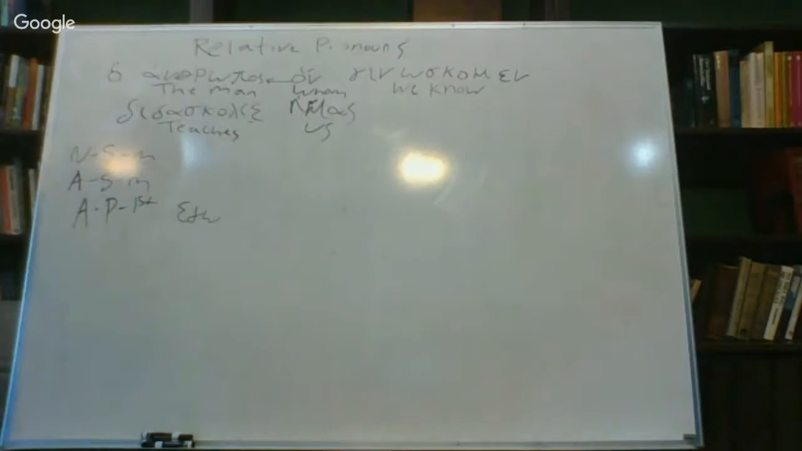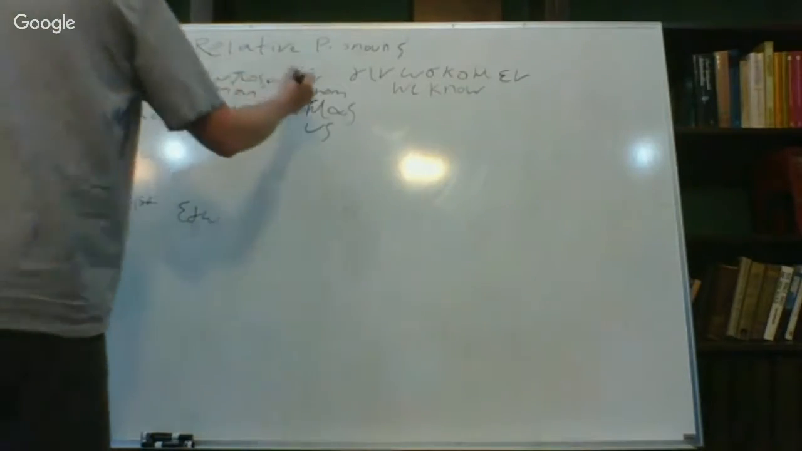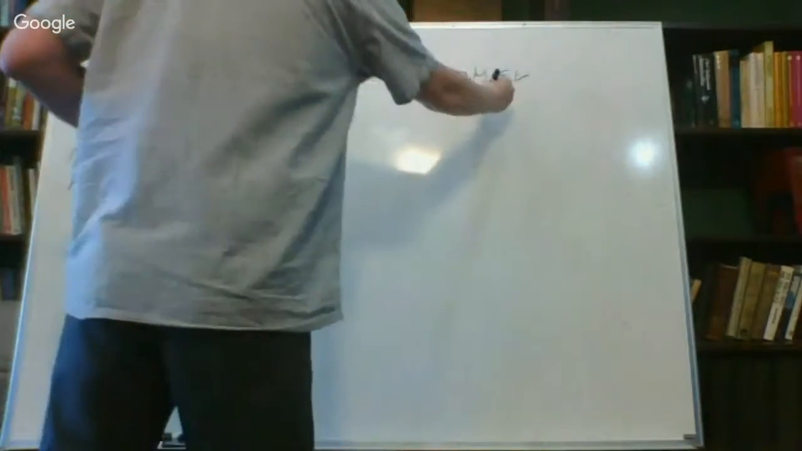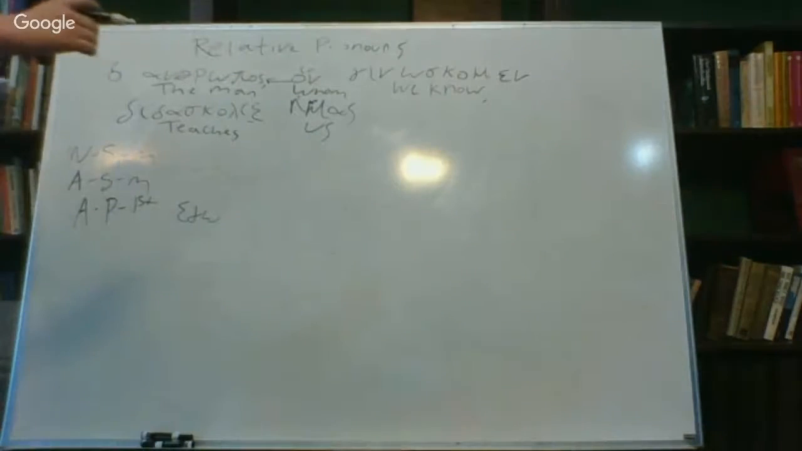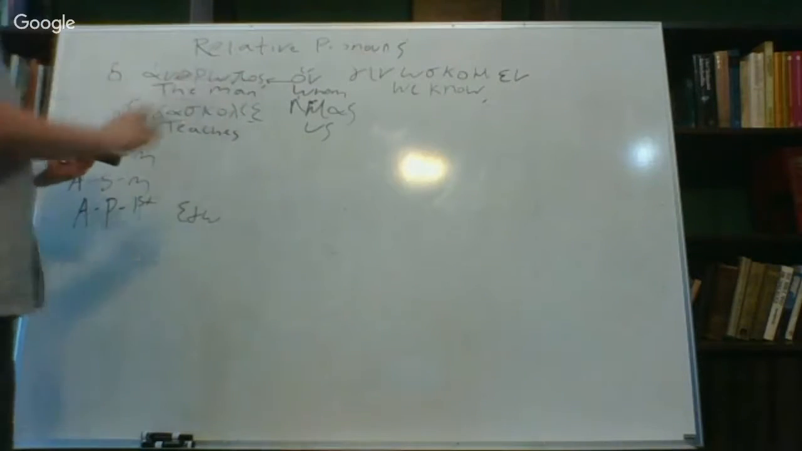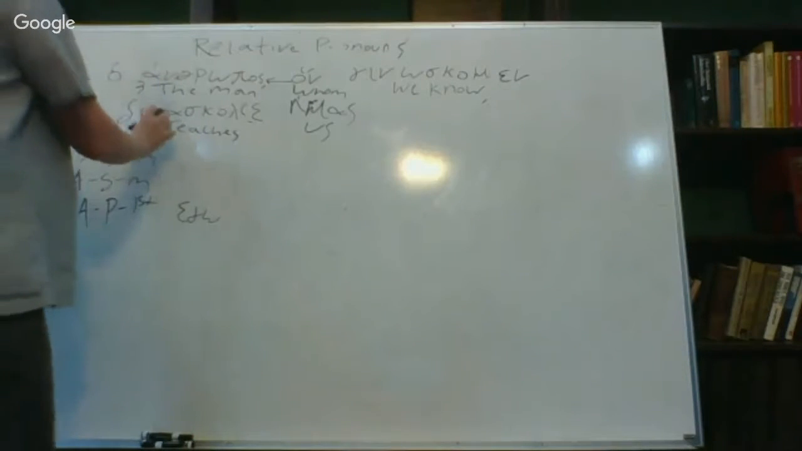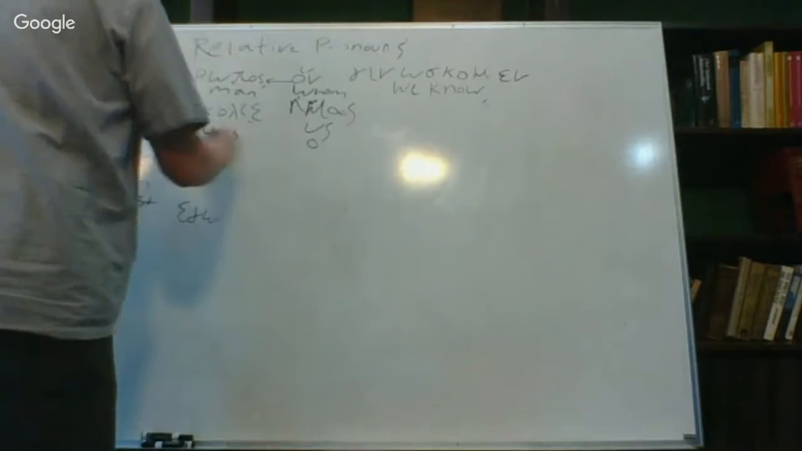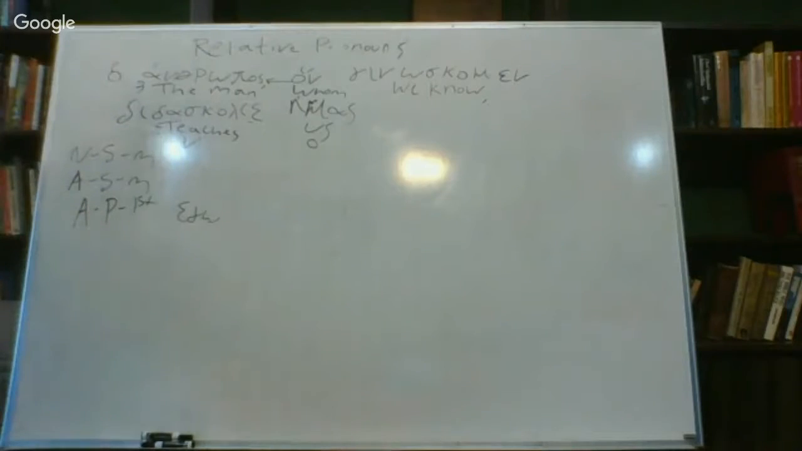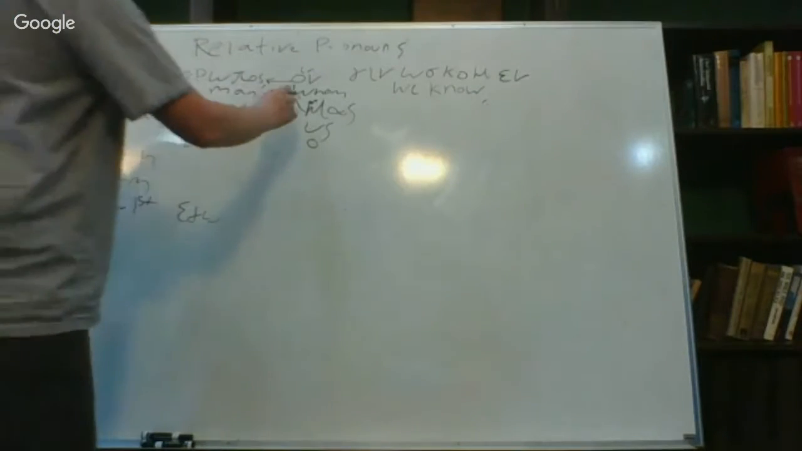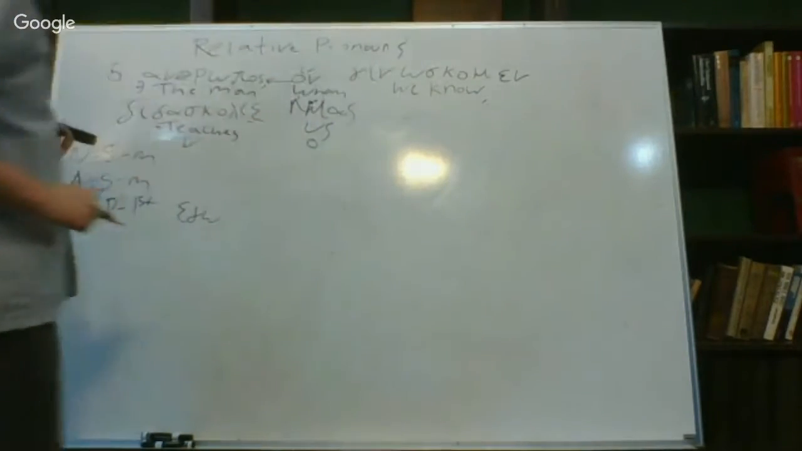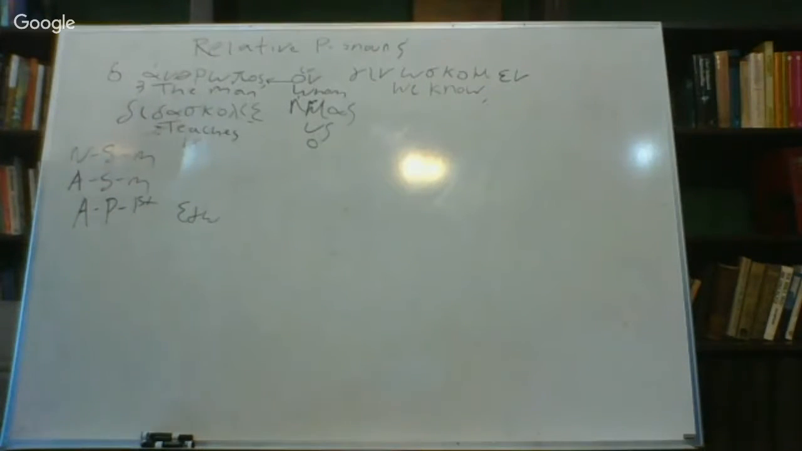So the man, and then we could go comma, because this is a relative clause. The man teaches us. So we have our subject, object, and verb. Very simple sentence. But what we know here is whom we know. So it's qualifying the man. It's telling us something about the man.